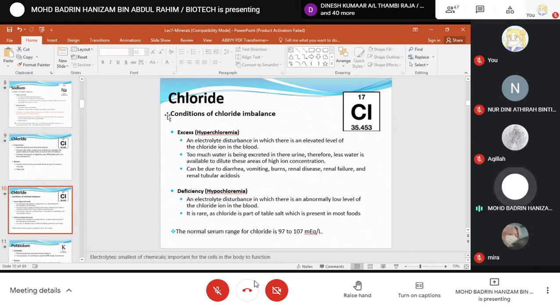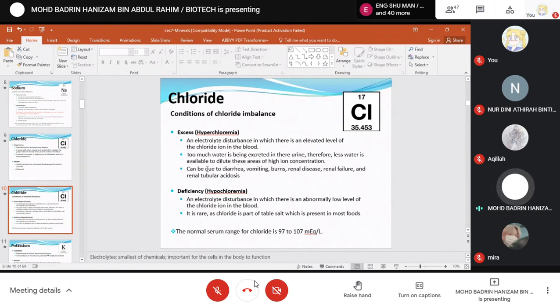So how about the condition of chloride imbalance? You can have excess of chloride. We call it hyperchloremia. It is an electrolyte disturbance in which there is an elevated level of the chloride ion in the blood, too much chloride ion in the blood. Too much water is being excreted in the urine, therefore less water is available to dilute these areas of high ion concentration.